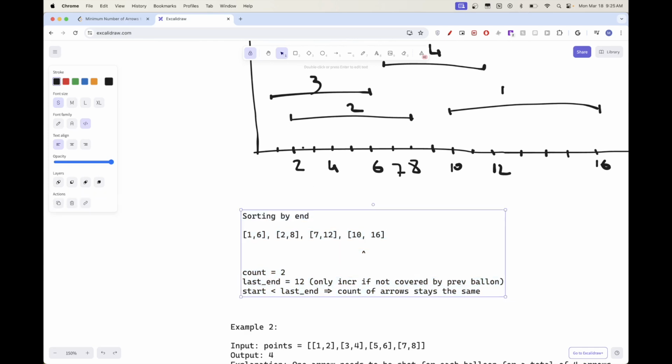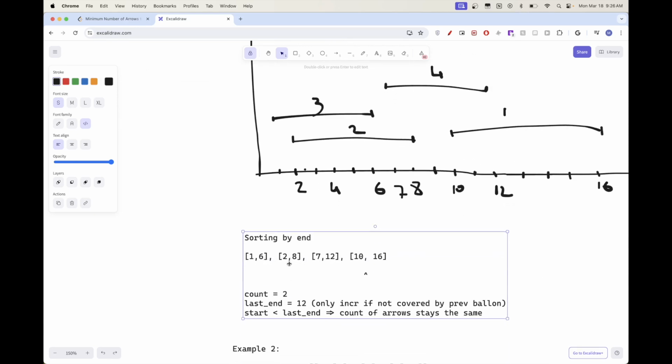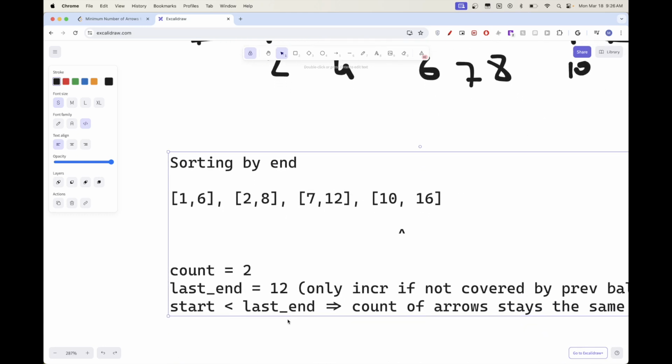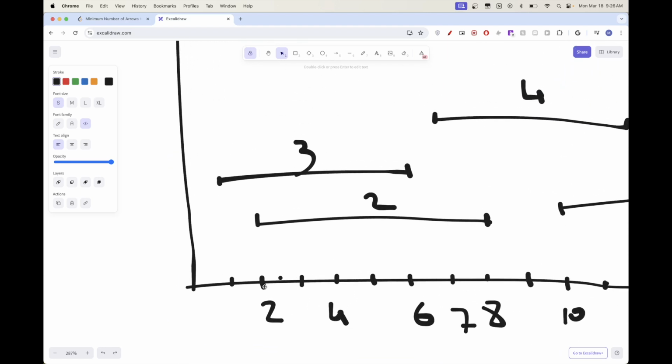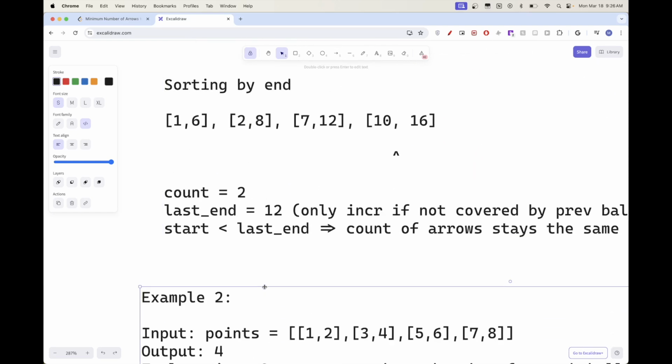And so if we do it for this first example and sort by end position, then we would have 1 to 6, 2 to 8, 7 to 10, and 10 to 16. Now, what did we do here in the example? Well, basically, if the start position is less than the last end position, the latest end position we had, we don't need to increment the count of the arrows. We can just use the previous arrow. And so let's just apply it here.